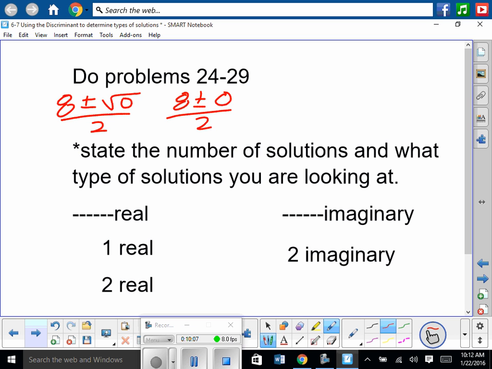Okay, go. Do these problems, 24 through 29. Practice them. Be careful. Type it in just like I showed you. Don't get lazy. Is there any more calculators?